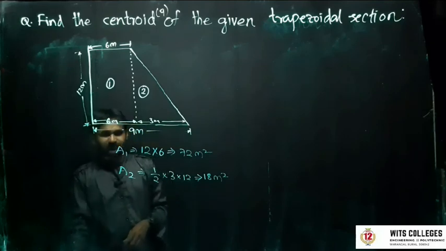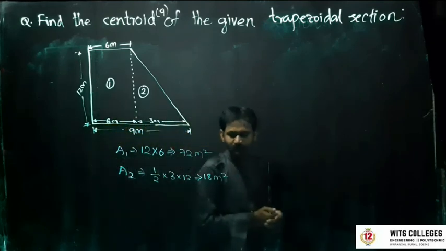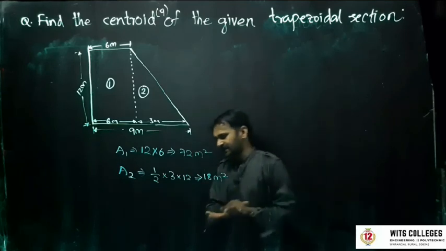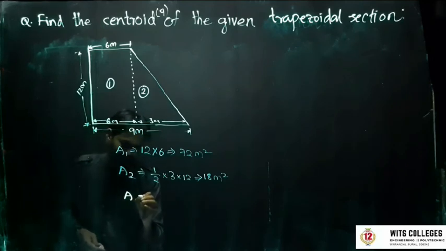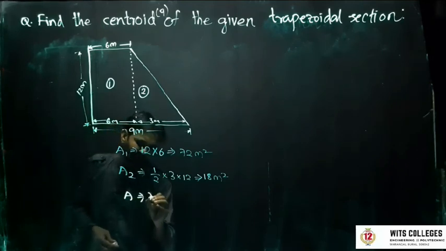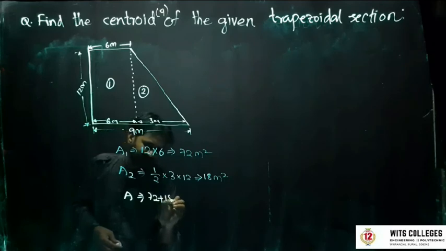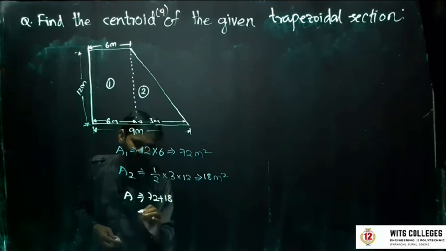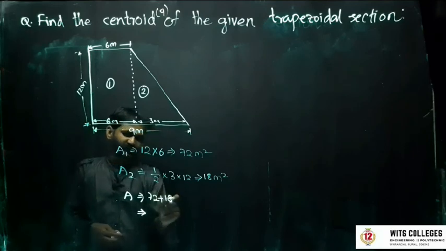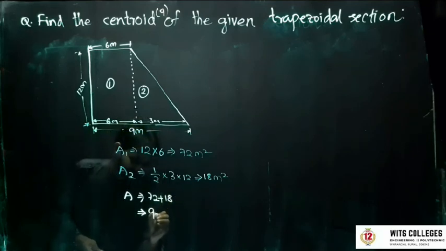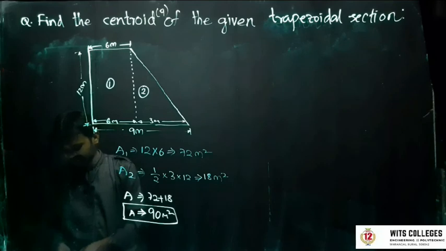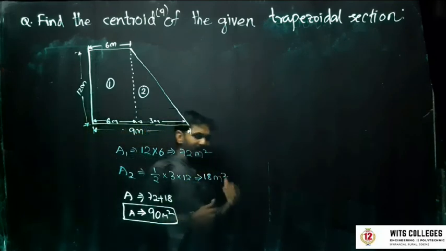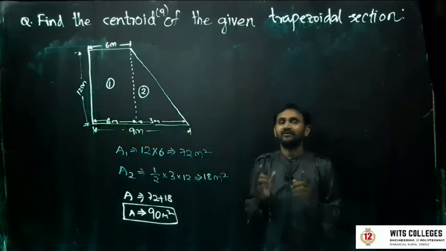Now you got A1 and you got A2. Now you need to calculate the total area, where total area is equal to 72 plus 18. So how much do I get? 70, 80, 90 meter square. So this is my total area. I got 90 meter square as my total area. Then I have to calculate y1 and y2.